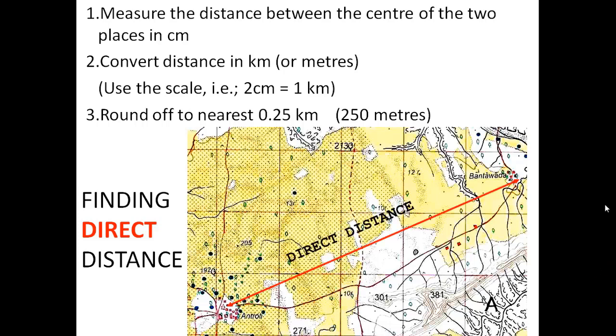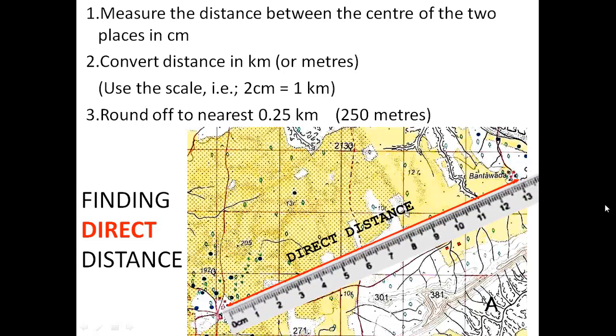After connecting these two points with the help of a line, Antroli to Bhantewada, you can place a ruler along this line to measure the map distance. As you can see, the map distance measured between Antroli and Bhantewada is 13 centimeters. Now this 13 centimeters, you have to convert into ground distance.